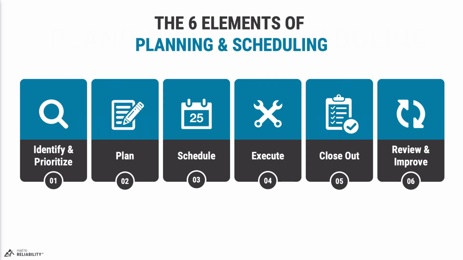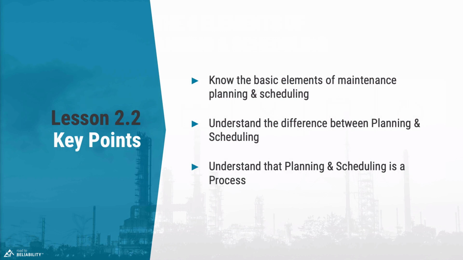So, with all of us crystal clear on the fact that planning and scheduling are not the same, we can now wrap up this lesson and keep in mind the 6 basic elements of our planning and scheduling process, which were to identify and prioritize the work, plan the work, schedule it, execute the work, close it out, and review our performance for opportunities to improve. And that brings me to the end of this lesson.